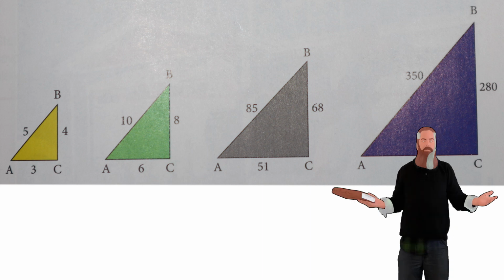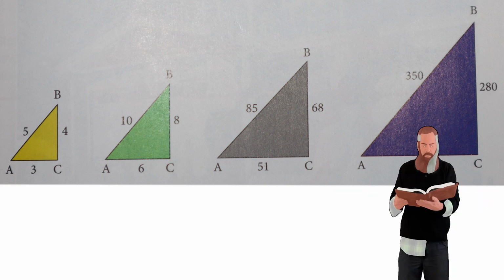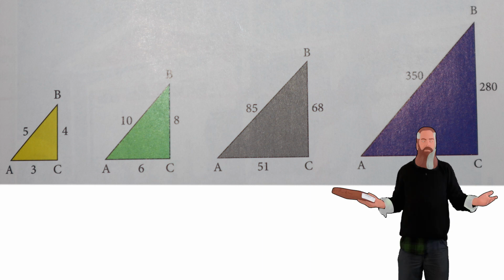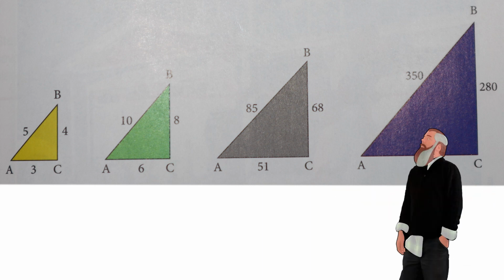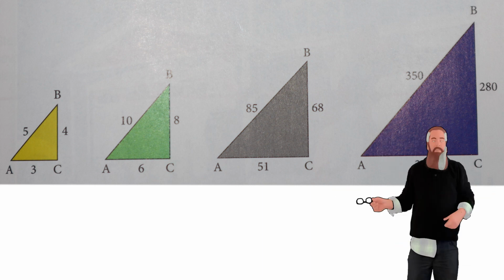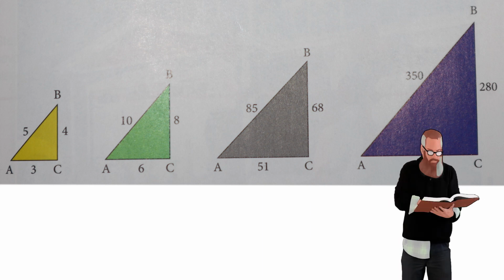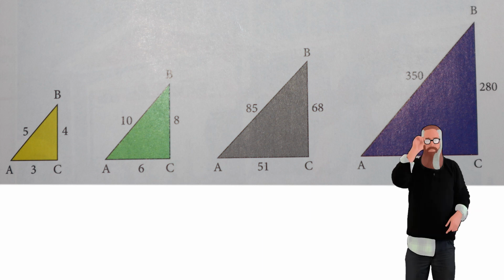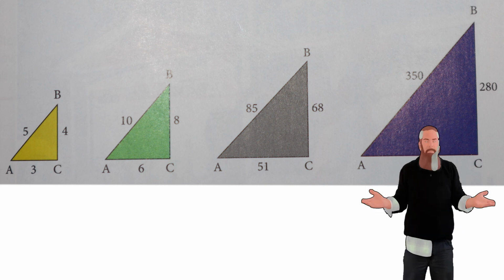Now look at the ratio opposite over hypotenuse with respect to angle A. In all the triangles, the ratio is 4 over 5. The ratio of the opposite side to the hypotenuse is called the sine, abbreviated sin. For any angle, the ratio can be found using the sine key on the calculator.